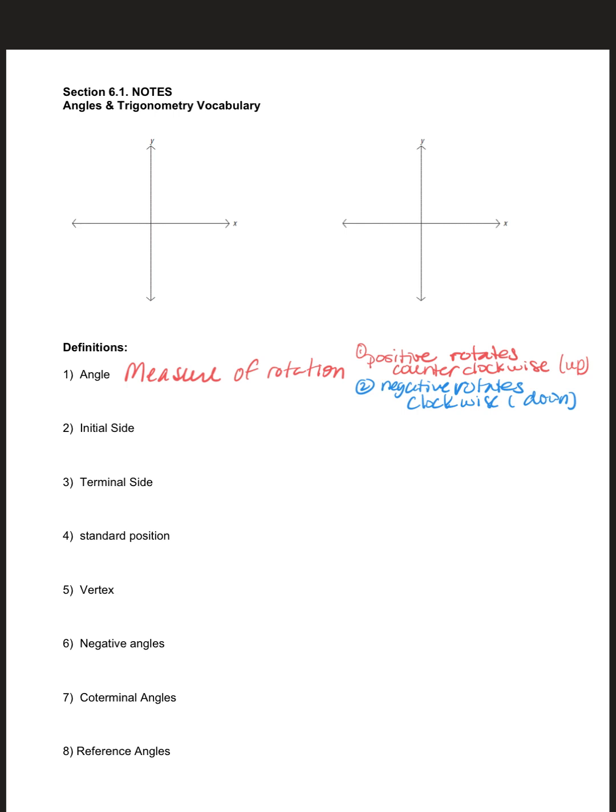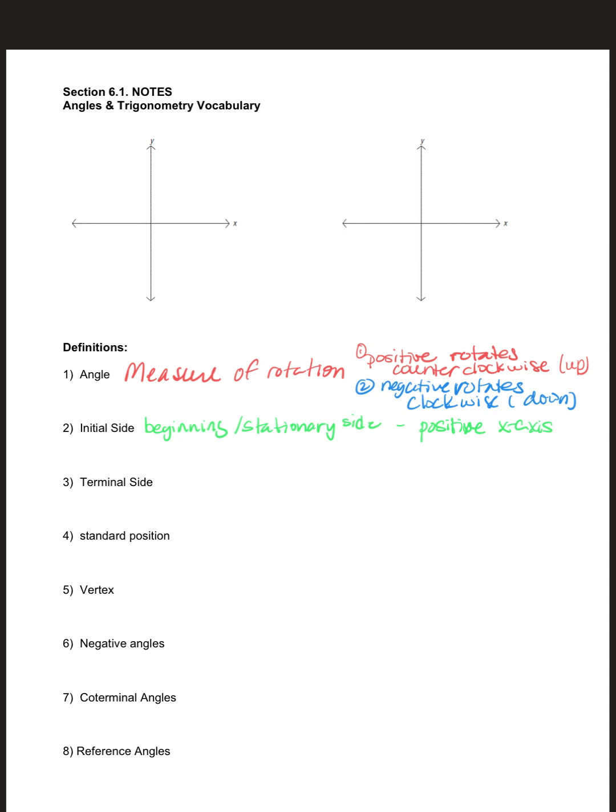All right, number two, the initial side. Initial side is the beginning. It's the stationary side. In other words, it doesn't move. And when we do this, we are talking about the x. When we start this every time, it's going to be on the positive x-axis. Okay?